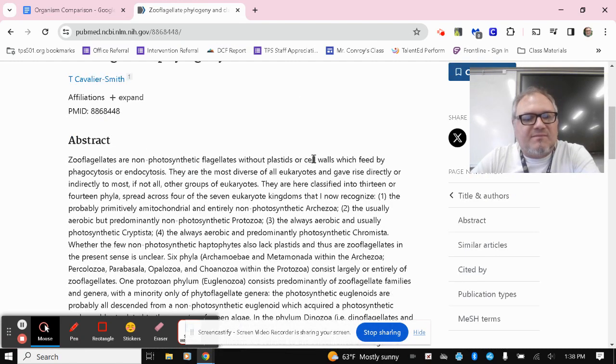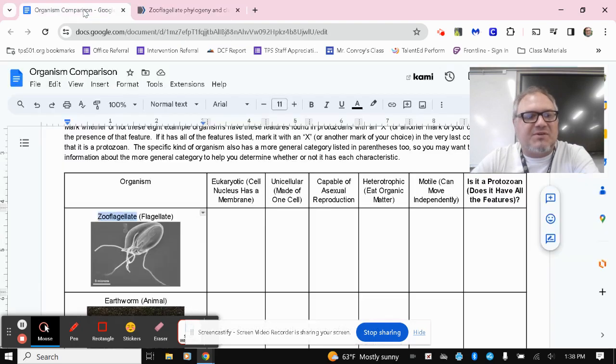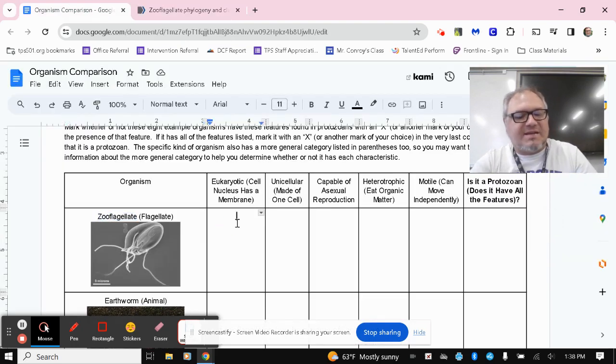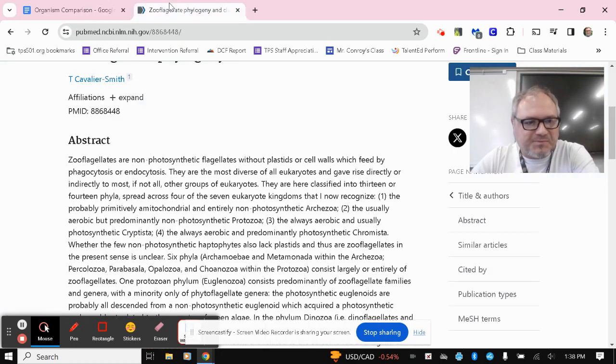So this one, fairly complicated as far as language, but it mentions to us zooflagellates are non-photosynthetic flagellates without plastids or cell walls, which feed by phagocytosis or endocytosis. They are the most diverse of all eukaryotes and gave rise directly or indirectly to most, if not all, other groups of eukaryotes. So is it a eukaryote? Absolutely. This abstract is telling us that yes, it definitely is one, and is probably one of the groups that was the origin point for most eukaryotes.